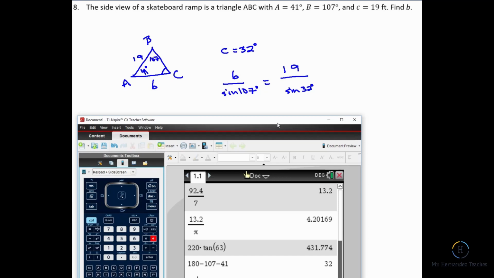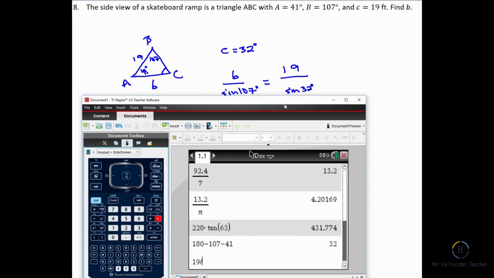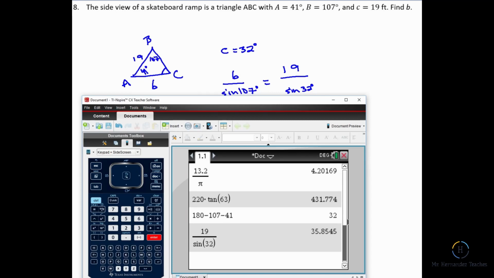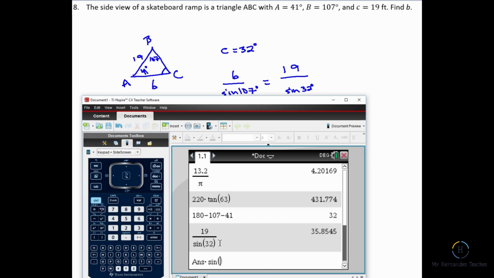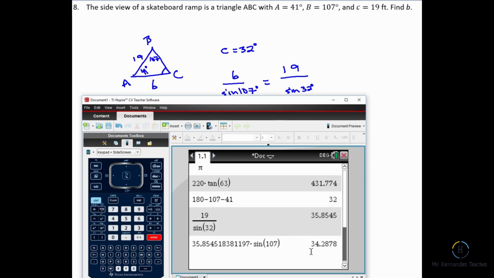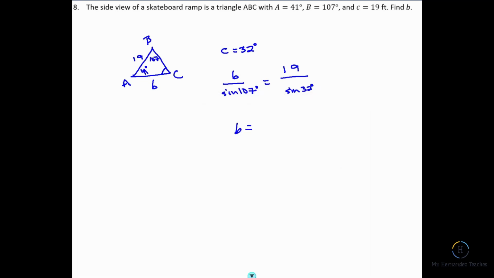19 divided by, see, the sine of 32, and then times the sine of 107. We get 34.3. We'll round that off to 34.3. So B is approximately 34.3 feet. So that's how long that side length is, using the law of sines.